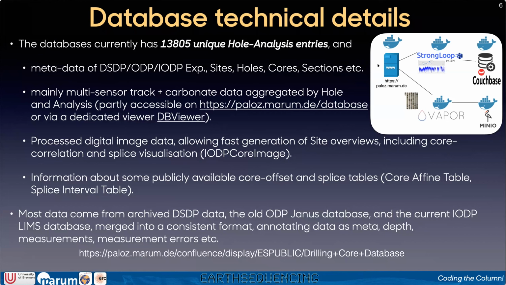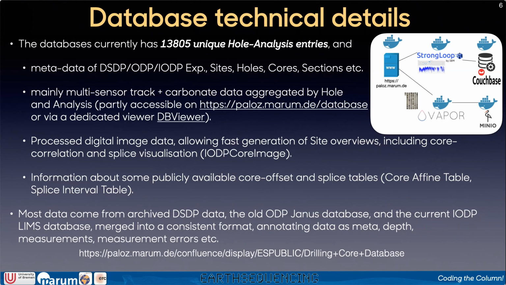Just to say perhaps that we have two main databases that are partly linked. One is related to the DSDP, ODP, IDP core data, mostly multi-sensor track data, but also some carbonate data for our use case, aggregated by hole and analysis. They're accessible both interactively on a web page, but also programmatically through machine-readable interfaces. And then there is also a partly separate system that deals with large volume image data.